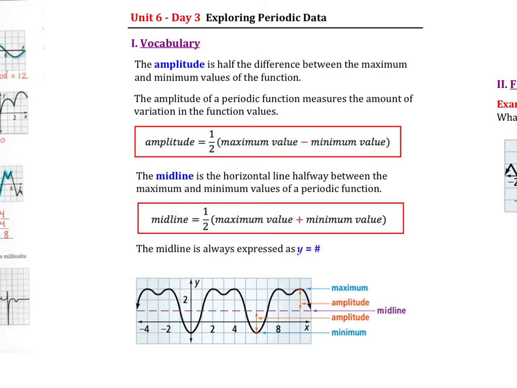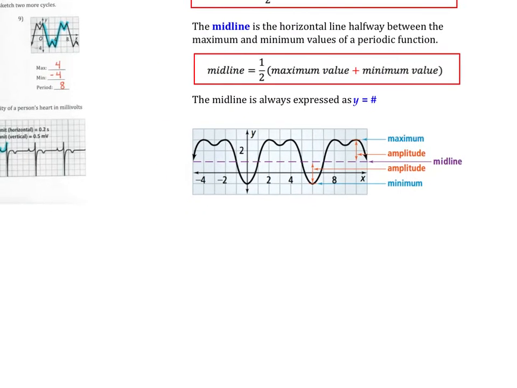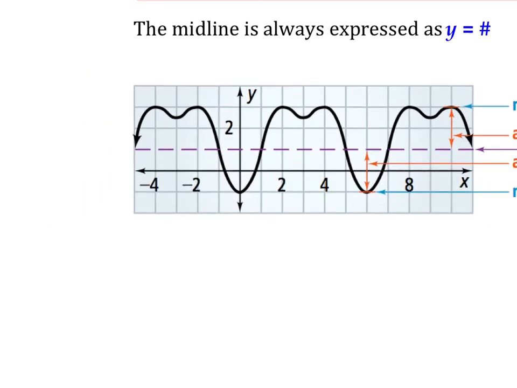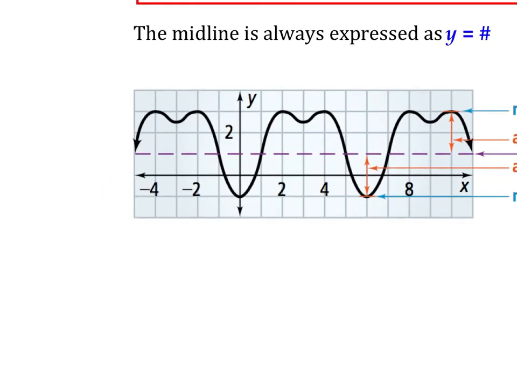Now, I like to think of this kind of visually. So what I like to do is take a look at a graph and I'll say, okay, my midline here is at 1 on the y-axis. The high point is at 3. The low point is at -1. So we have the midline here. We have the max up top, the minimum down below.